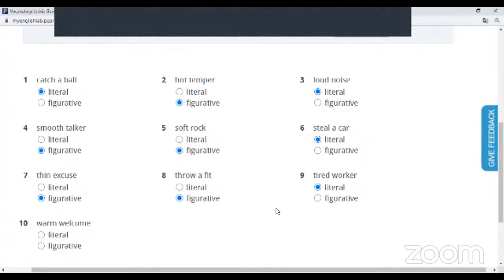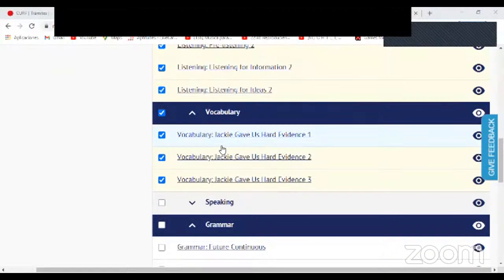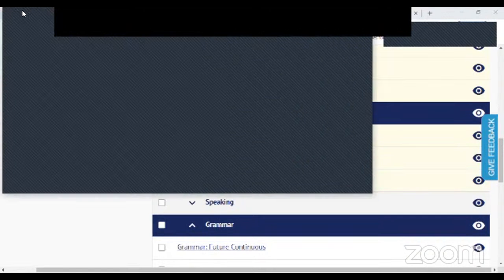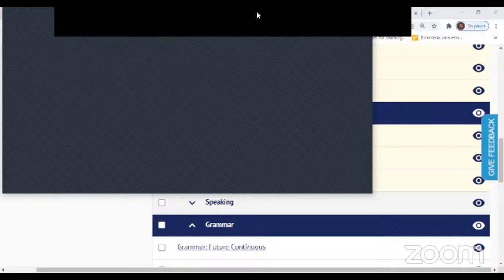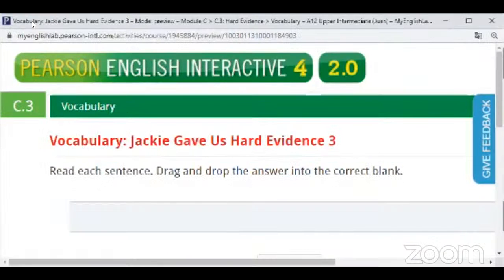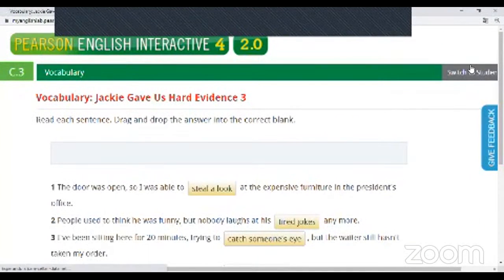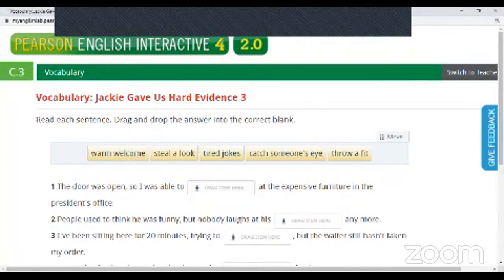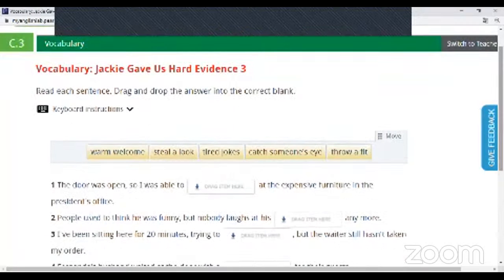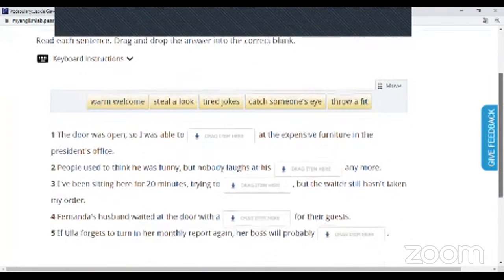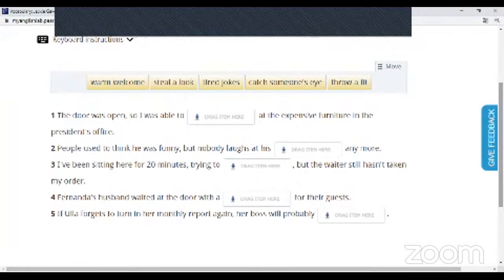Let me share this screenshot with you. Okay, let me close. Let me share. And let's go with the last vocabulary. Okay, so vocabulary number 3. This is the last activity that we are going to do as a group today. Okay, here we go. So we are continuing with the same words, but now we have to put them in the correct order, okay?